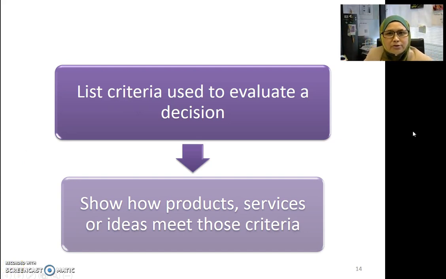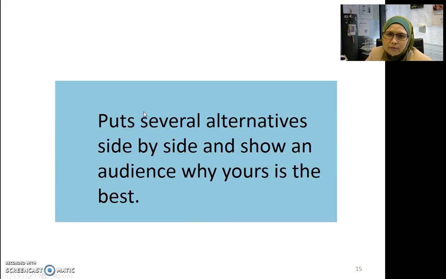Alright, sorry, I was interrupted. So we finished with the criteria satisfaction. And then this one here is about comparative advantages. That means you need to put several alternatives side by side and show the audience why yours is the best. I'll explain more later about this.